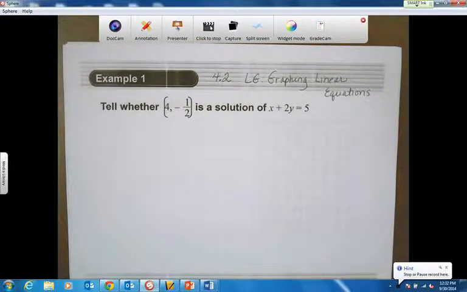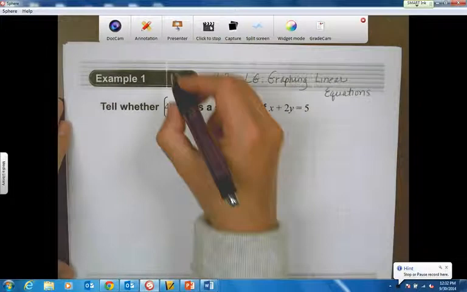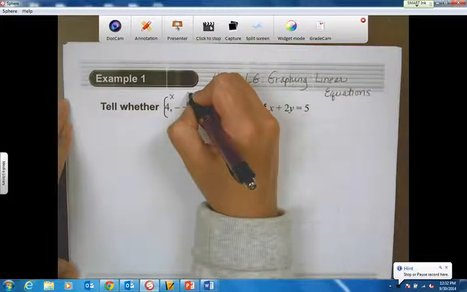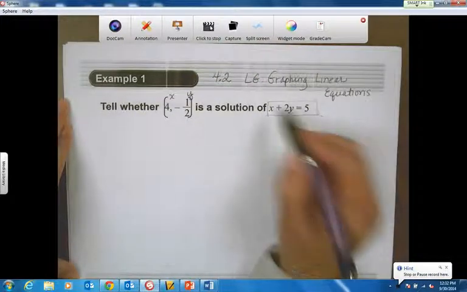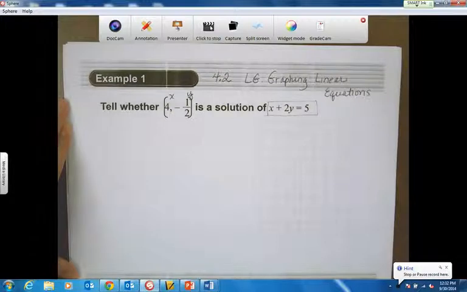The first one starts off and it says, tell whether (4, negative 1/2) is a solution of x plus 2y equals 5. Anytime that you get an ordered pair, they should be solutions that work in here, because now we're moving into the world of two variables. Everything we've solved so far in Chapter 3 only had one unknown. Now we have two unknowns.